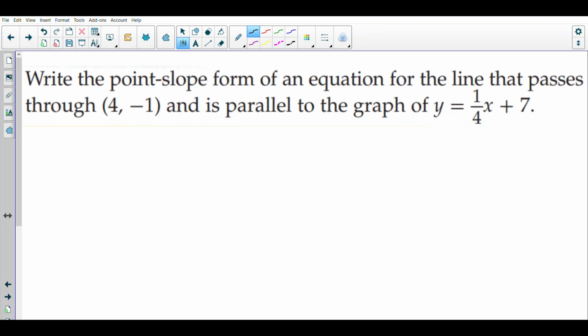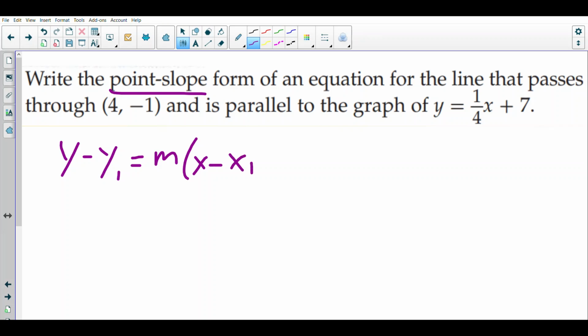Write the point slope form of an equation that passes through 4, -1 and is parallel to the graph y equals 1/4 x plus 7. So this one they tried to throw a curveball, but keep in mind, point slope form. So we start with y minus y sub 1 is equal to m times x minus x sub 1. So this is actually a little bit easier for us. We're given the slope because it's parallel. So we grab that parallel slope, so 1/4.